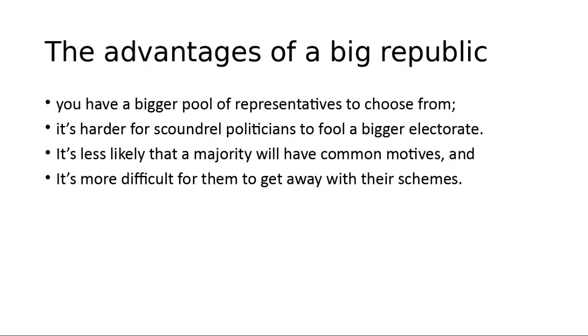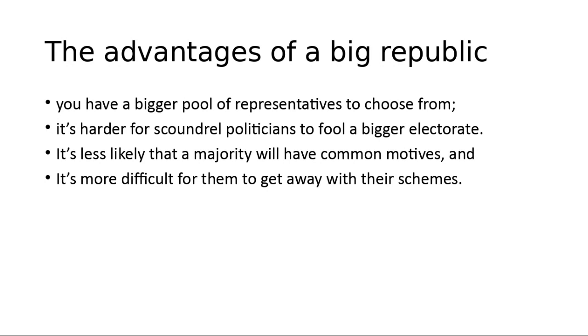If you have a big republic, then you've got a lot going for you. If you've got a big country, that means you've got a bigger pool of representatives to choose from. So you're more likely to get the cream of the crop. On the other hand, it's harder for scoundrel politicians to exploit, manipulate, and fool a bigger group of people. It's a lot easier to pull that off with a small group. But if you've got 1 million people scrutinizing you, or hundreds of millions of people scrutinizing you, it's hard to trick them. So, he says, you're likely to get the better crop of representatives.